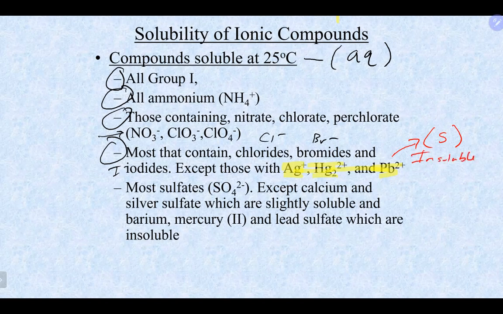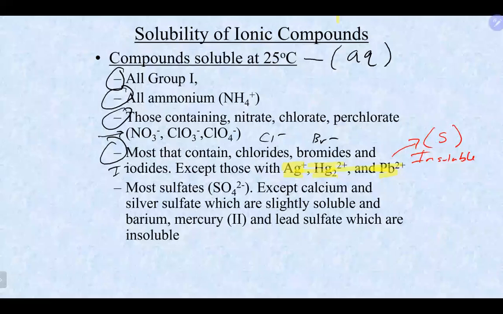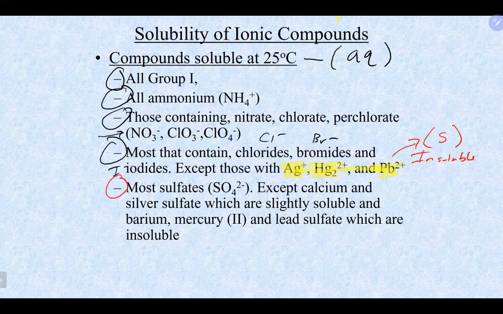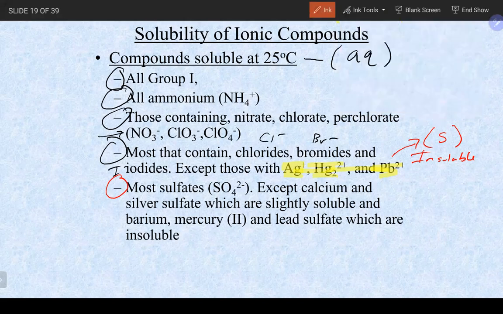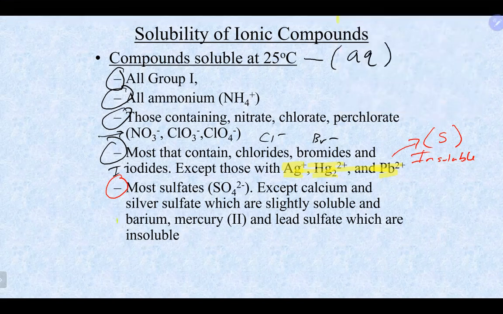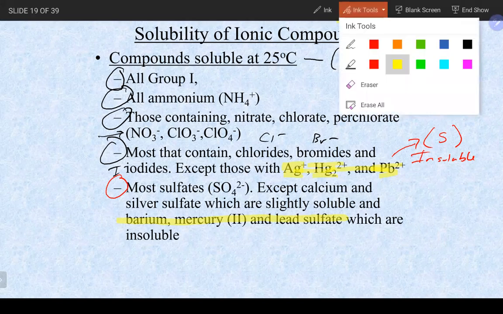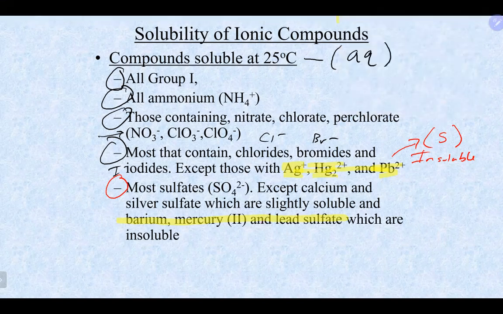Most sulfates are soluble in everything except for silver sulfate and calcium sulfate, which is slightly soluble. But the main exceptions for sulfate are what we see at the bottom there. If you have sulfate that has barium, mercury 2, or lead, they are going to be the opposite and going to be insoluble. So if you had sulfate that hooked up with any of those guys, they would be the opposite as well and become insoluble.